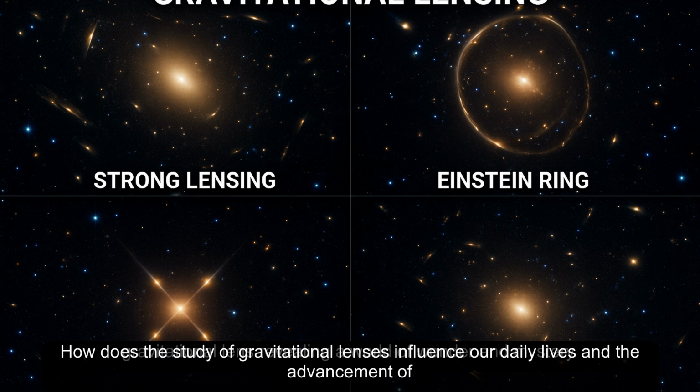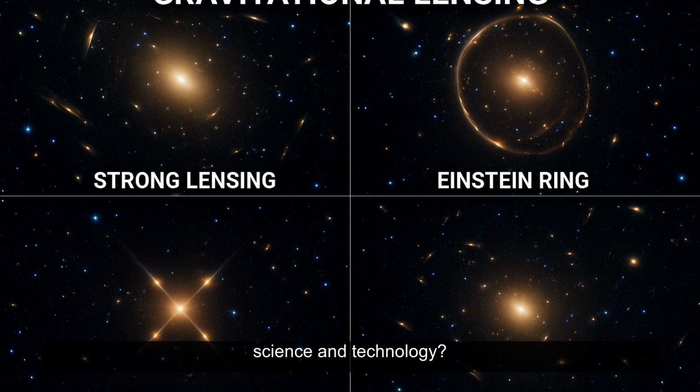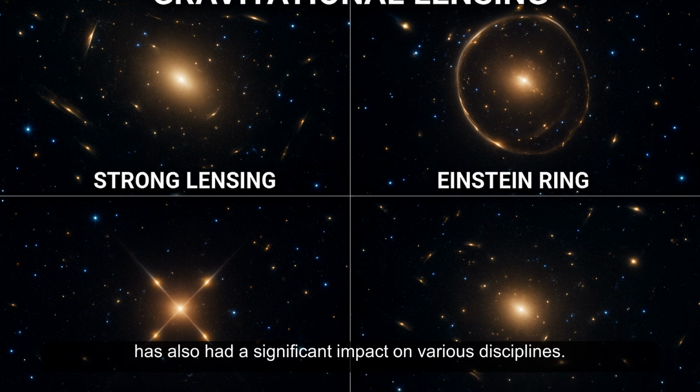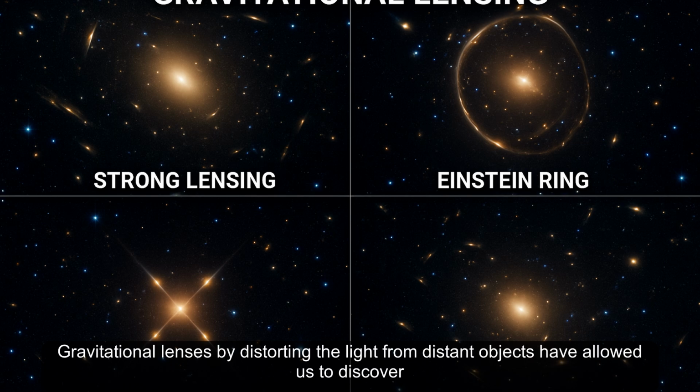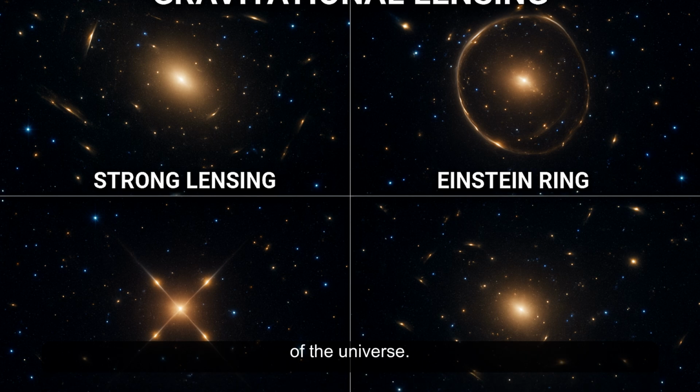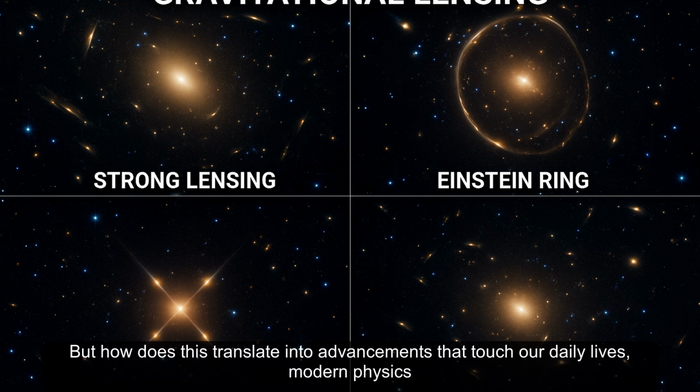How does the study of gravitational lenses influence our daily lives and the advancement of science and technology? This cosmic phenomenon not only offers us a window into understanding the universe, but has also had a significant impact on various disciplines. Gravitational lenses, by distorting the light from distant objects, have allowed us to discover and understand things that once seemed unattainable, from the nature of dark matter to the expansion of the universe. But how does this translate into advancements that touch our daily lives?